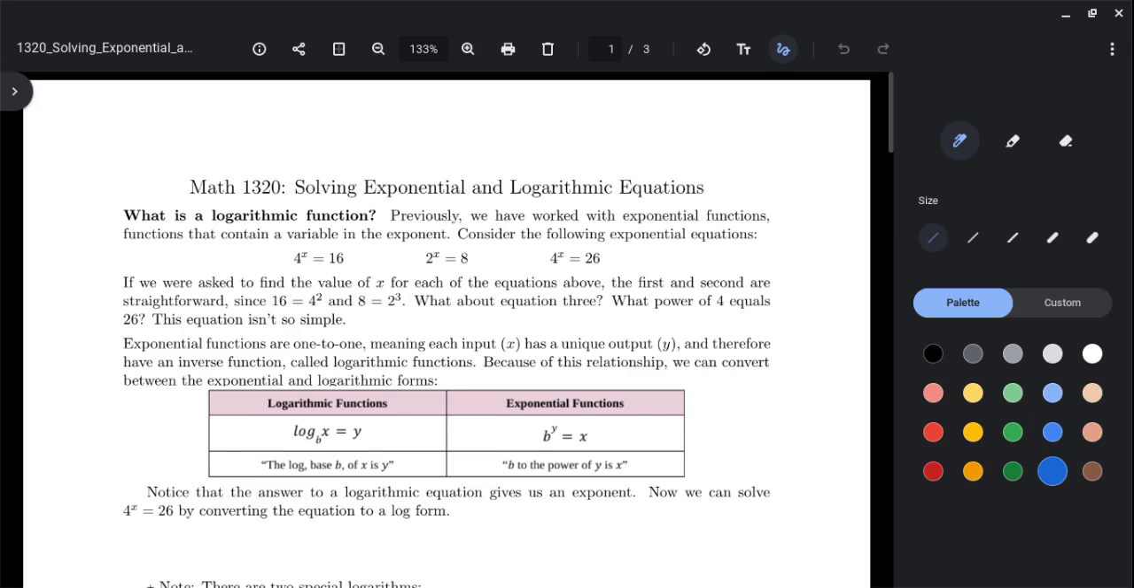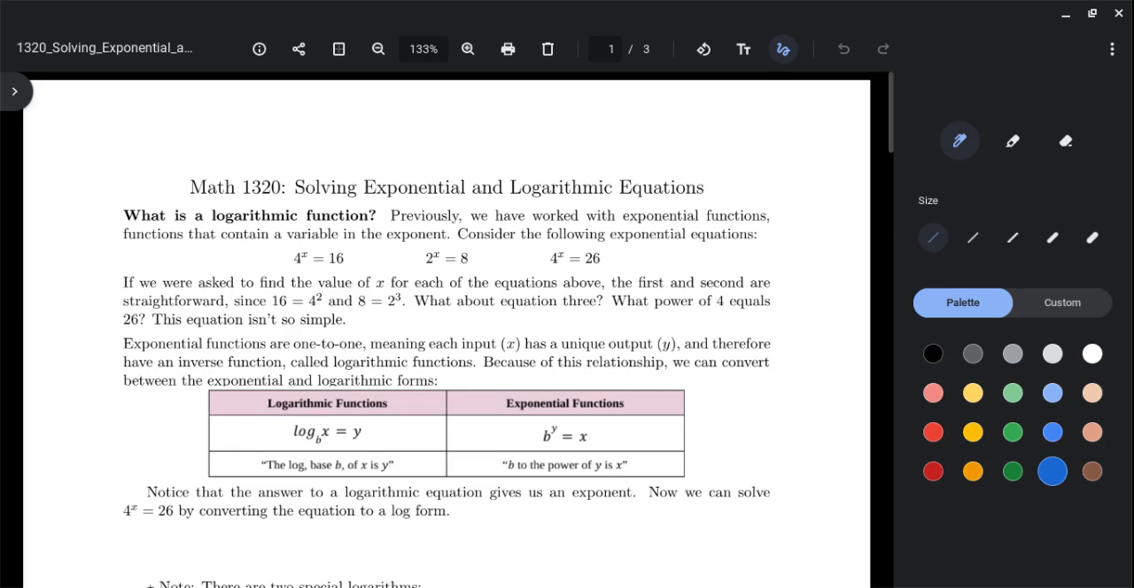If I were to ask you to find the value of x for each of the equations, the first and the second of them are going to be pretty straightforward, because 16 is a perfect square of 4, by doing 4 squared. 2 raised to the third power gets us 8. But what about the third equation? If I have 4 to the x power equals 26, what power of 4 is going to get us 26? I can't answer that right off the top of my head.